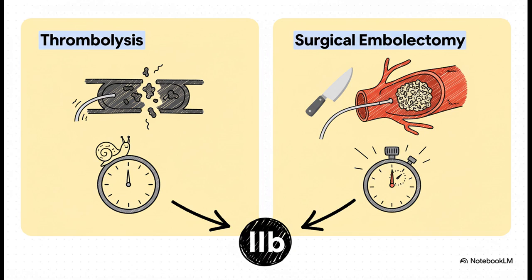Now, for a Rutherford 2B case like this one, it's not much of a choice. Thrombolysis is great for less severe cases, but it's just too slow when a limb is this threatened. Surgery is the only option that gives us what we desperately need: rapid restoration of blood flow.